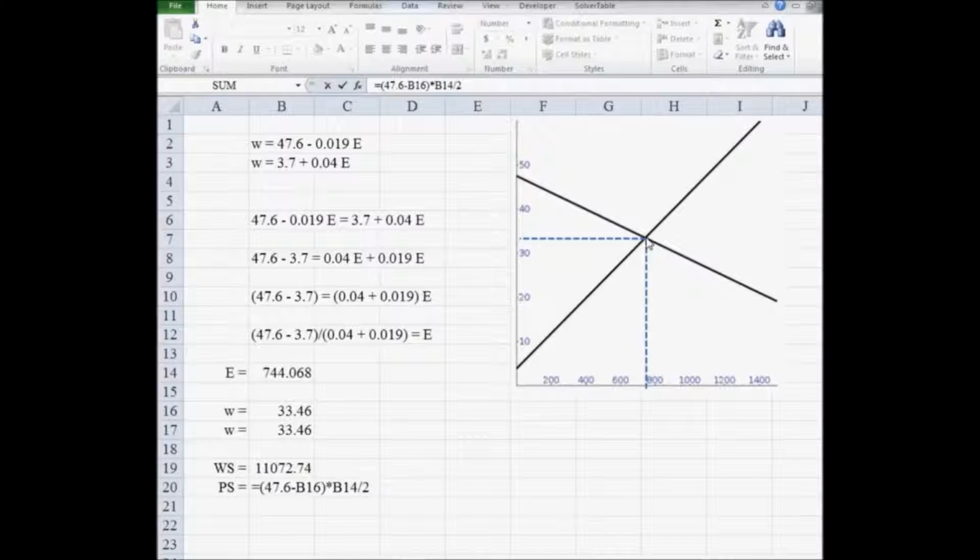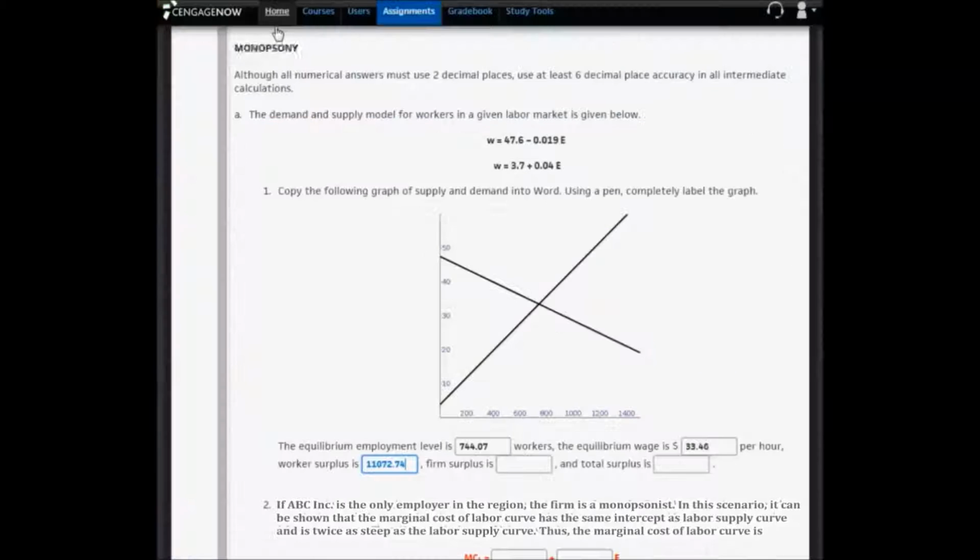To calculate that area, we take the intercept of demand, which is 47.6, subtract off the equilibrium wage, which is 33.46. We take that difference and we multiply that by the height of the triangle, the equilibrium quantity of employment, and then divide by 2, and we get a producer surplus of $5,259.55.